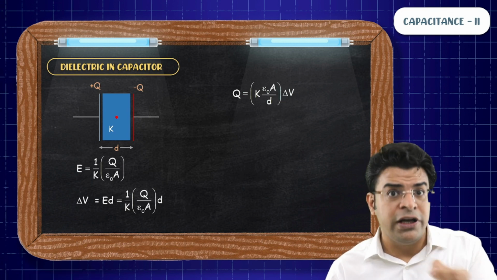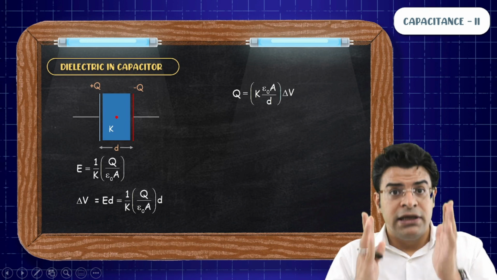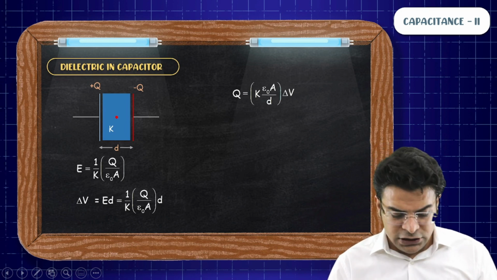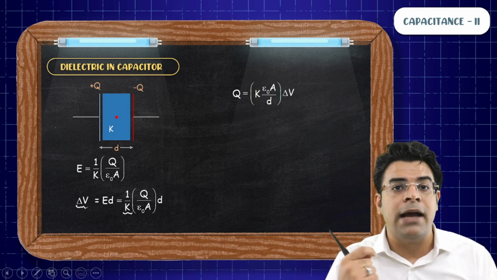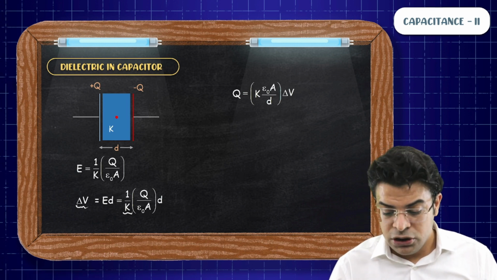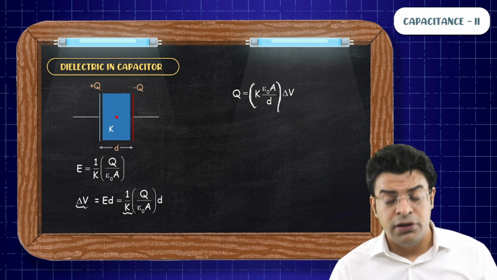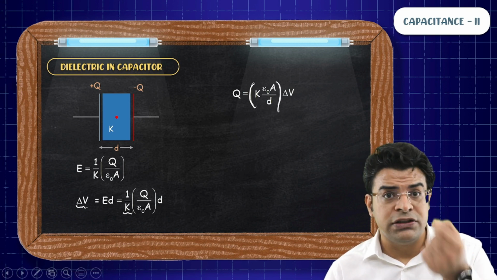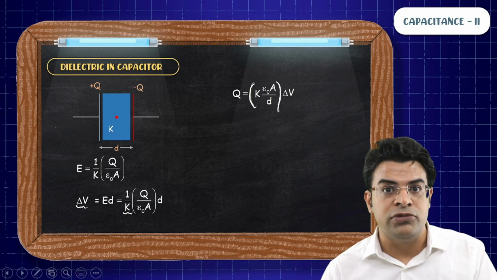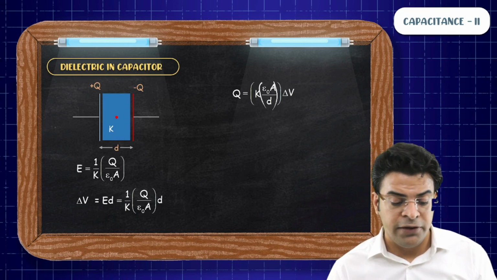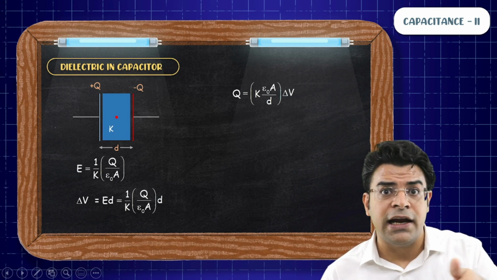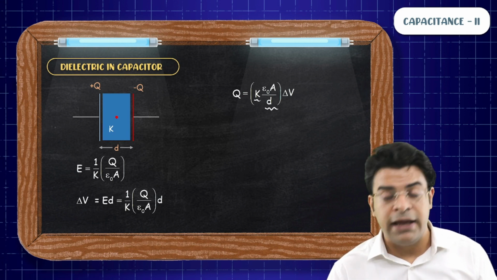becomes K times weaker, the potential drop becomes K times smaller, and as the potential drop becomes K times smaller, for the same charge, you say that the capacitance becomes K times larger. So if you fill up the plates with a dielectric of dielectric constant K, then the capacitance becomes K times. So in the absence of dielectric, the capacitance was epsilon naught A by D. On inserting the dielectric, it becomes K times epsilon naught A by D, right?